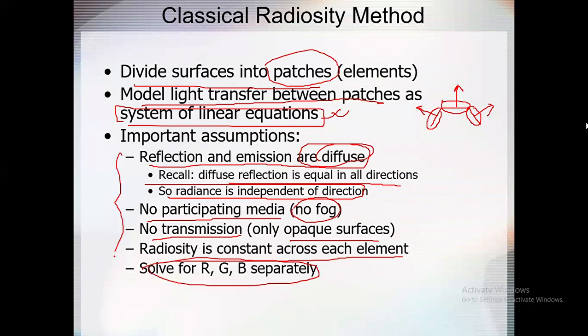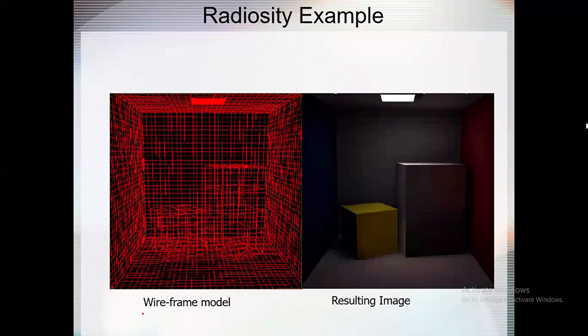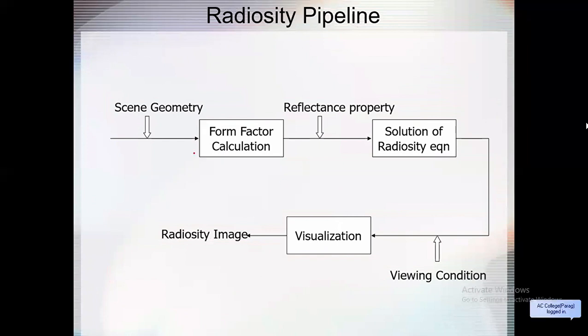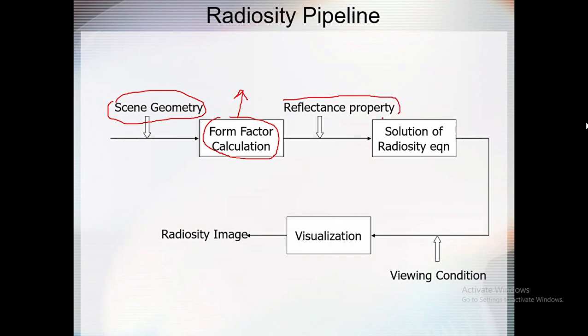So these are the assumptions and these are the procedures. So how can we do it? This is a wireframe model and the resulting image. You saw that one in the last class. Now come to the pipeline. We have the scene geometry, and we need to do the form factor calculation. I'm showing how to calculate the form factor and reflectance properties.